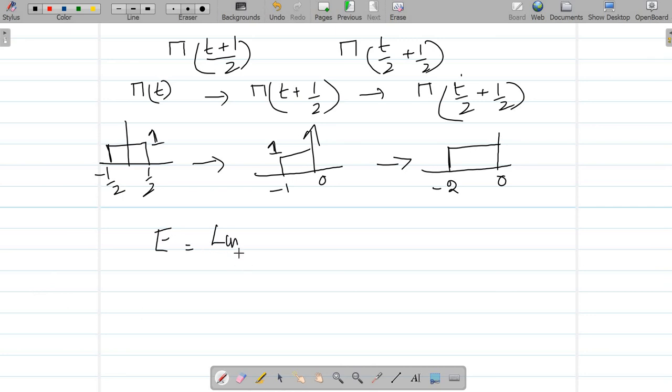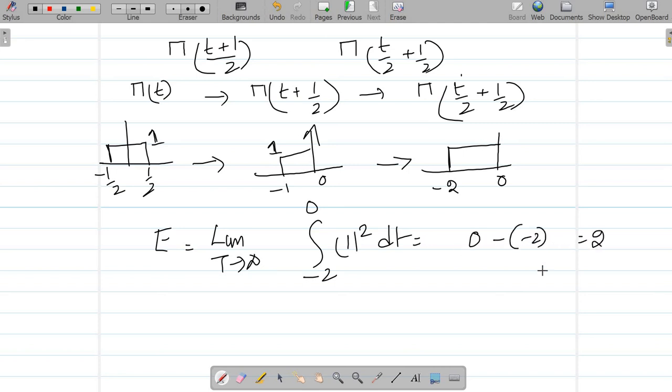So is it an energy signal? Limit t tending to infinity, negative t to positive t, 1 squared dt. So it is minus of minus 2, so it is 2. So energy is finite. So it is an energy signal. So actually this gets evaluated to t, and this becomes like this.